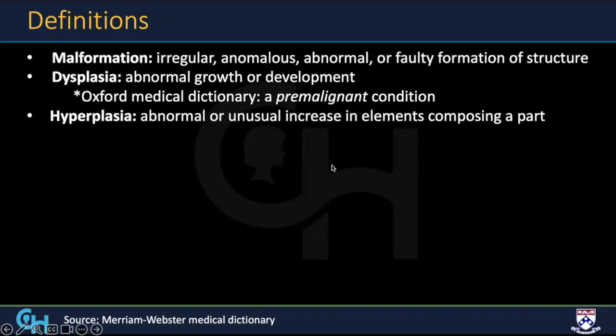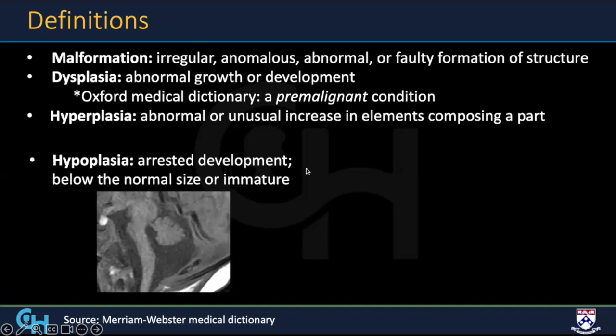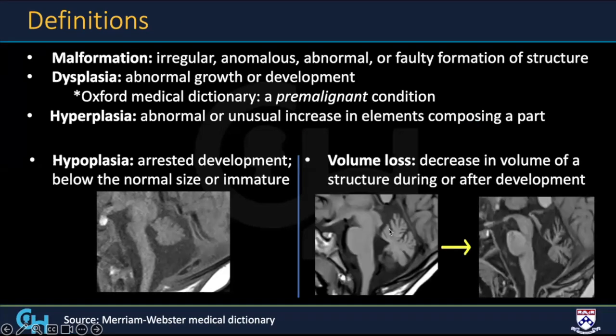Hyperplasia is an increase in elements composing a part, whereas hypoplasia is arrested development. And when we're talking about the cerebellum, we mean that it is small in size with normal size fissures, as opposed to volume loss, where there's decrease in volume of the cerebellum over time with widened fissures.